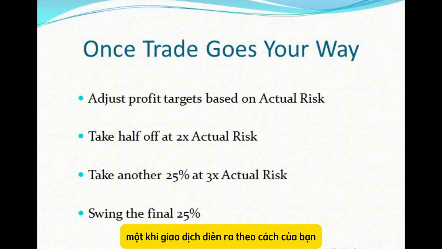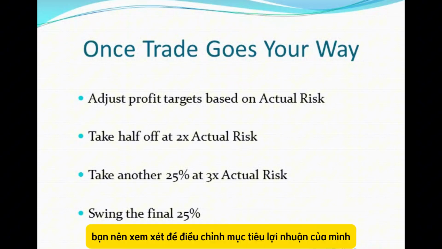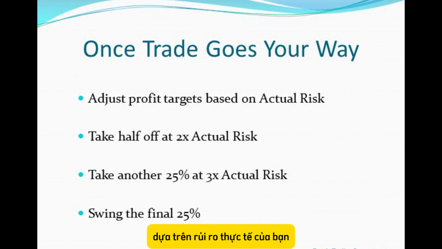Once the trade goes your way, you should look to adjust your profit targets based upon your actual risk instead of on your initial risk. So you would take half off at 2 times your actual risk, take another 25% off at 3 times your actual risk, and swing the final 25%.